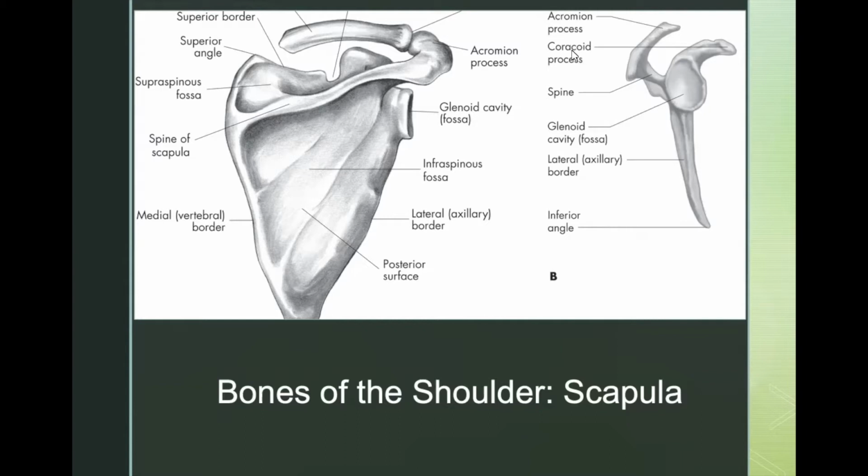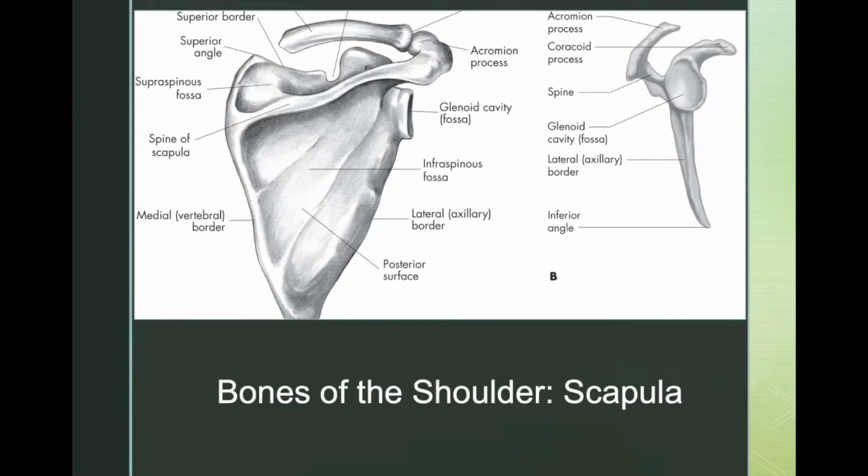And then we have that coracoid process, which sticks out anteriorly. And then we have the spine. We can just see a little bit of it from this angle, that glenoid fossa, that shallow socket. And then this lateral border, which is where the armpit is, right? And sometimes we call that the axilla, the axillary border here.